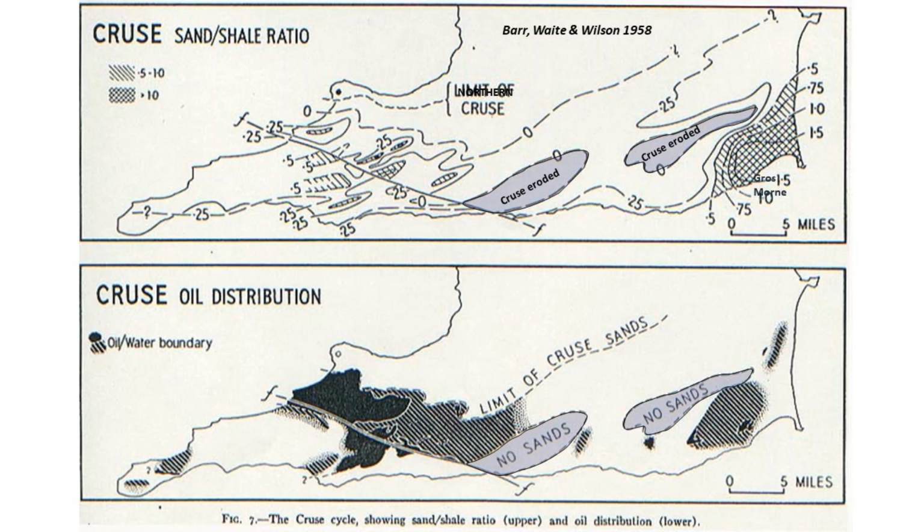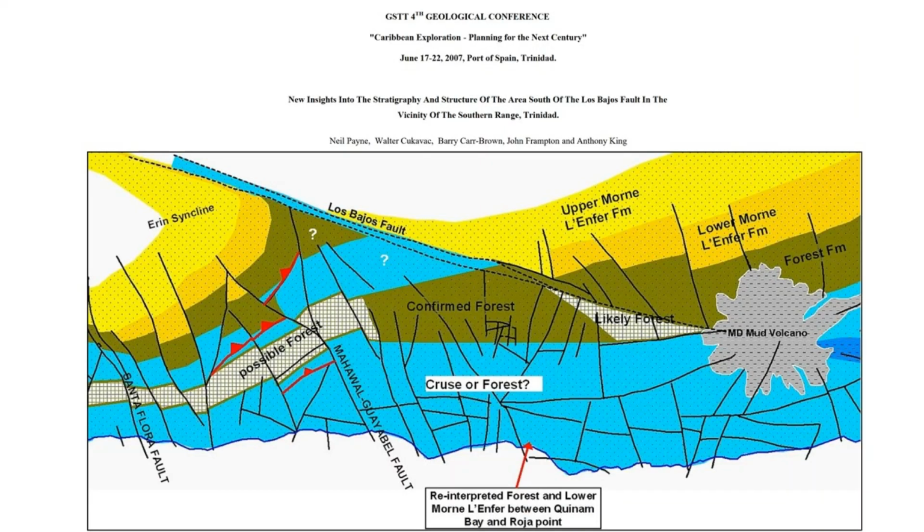This map shows that the Cruse has predominantly southwest to northeast sand trends. Payne et al. in 2007 discussed the changes to the surface geology in the Quinam and Bon Diablo areas after reviewing the results of 4 exploration wells. They indicated the wells spud in Forest Formation and not Cruse or lower Cruse, but this topic will be discussed another day.